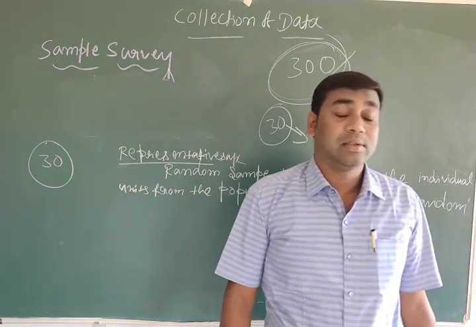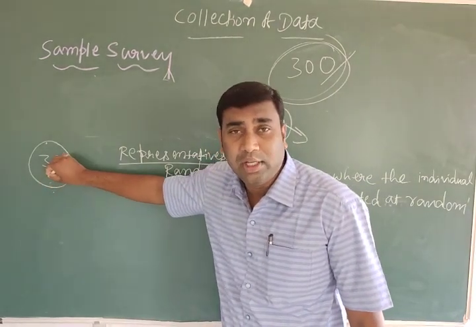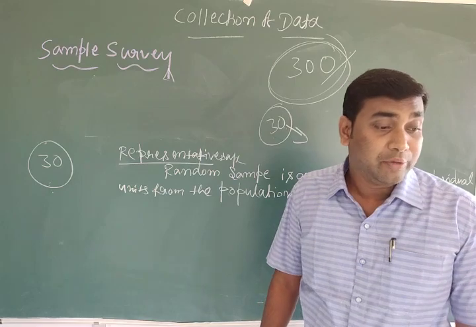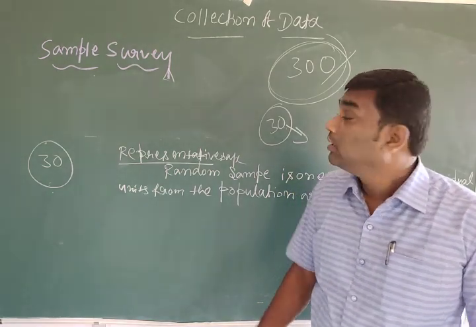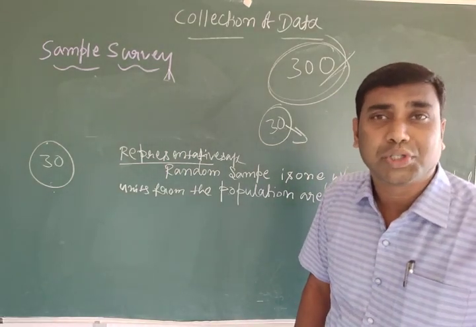That area, that is we have to mention. We have to select only 30 out of 300. What should we do now? At that time we have to mention all the 300 families or households' names.